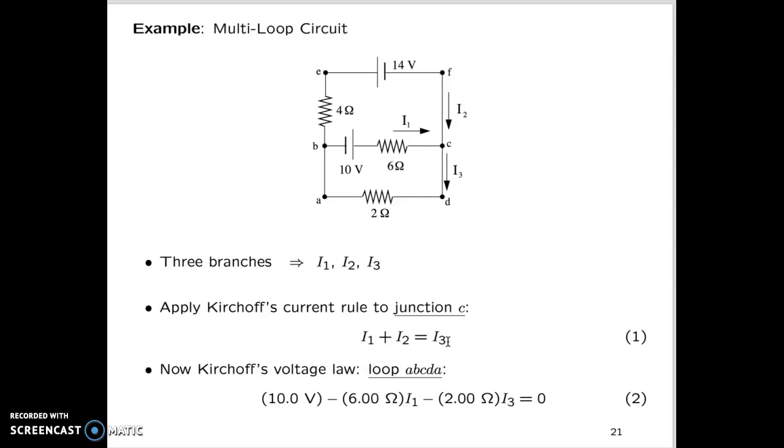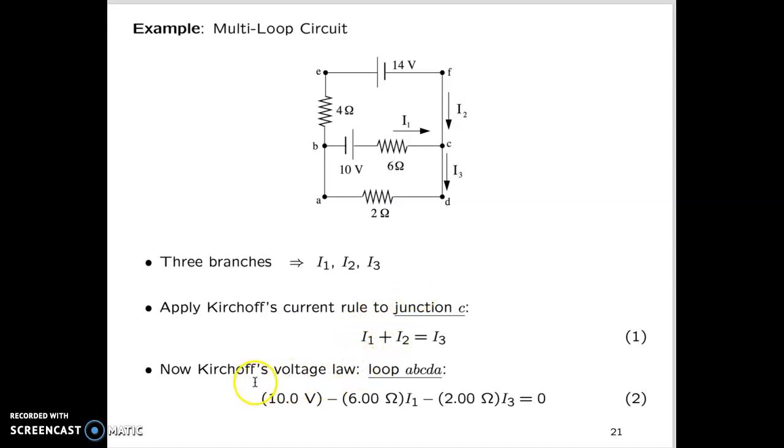Now you could say, let's go to the other junction and do the same thing. Junction B, and look at the currents going in and the currents going out. What you're going to find is you will end up with the same equation. I'll leave that as an exercise for you. Give it a try. You're going to find you end up with the same equation. So it's not going to help. We need 2 other different equations, not a repeat of the same equation. There are only 2 junctions, so I can't use the current rule anywhere else.